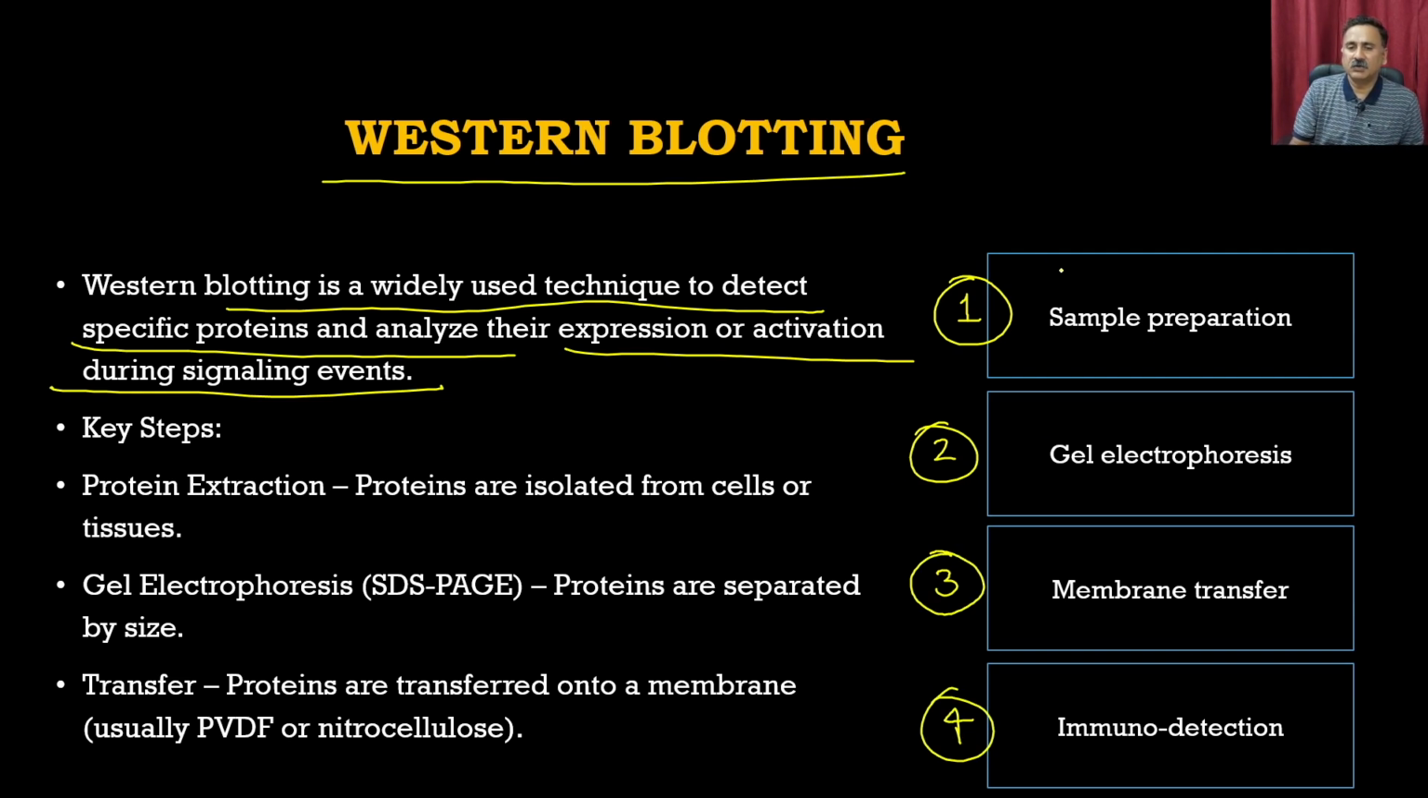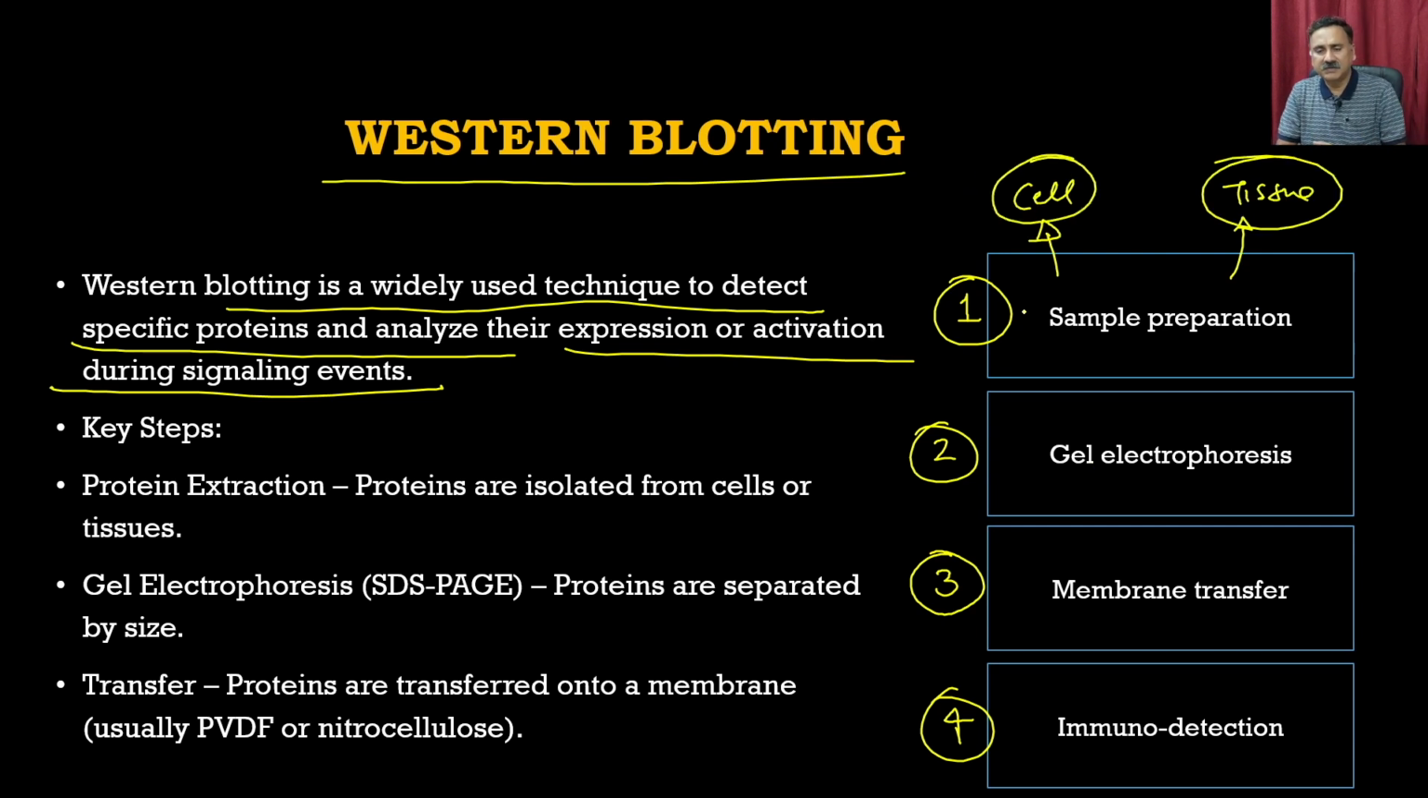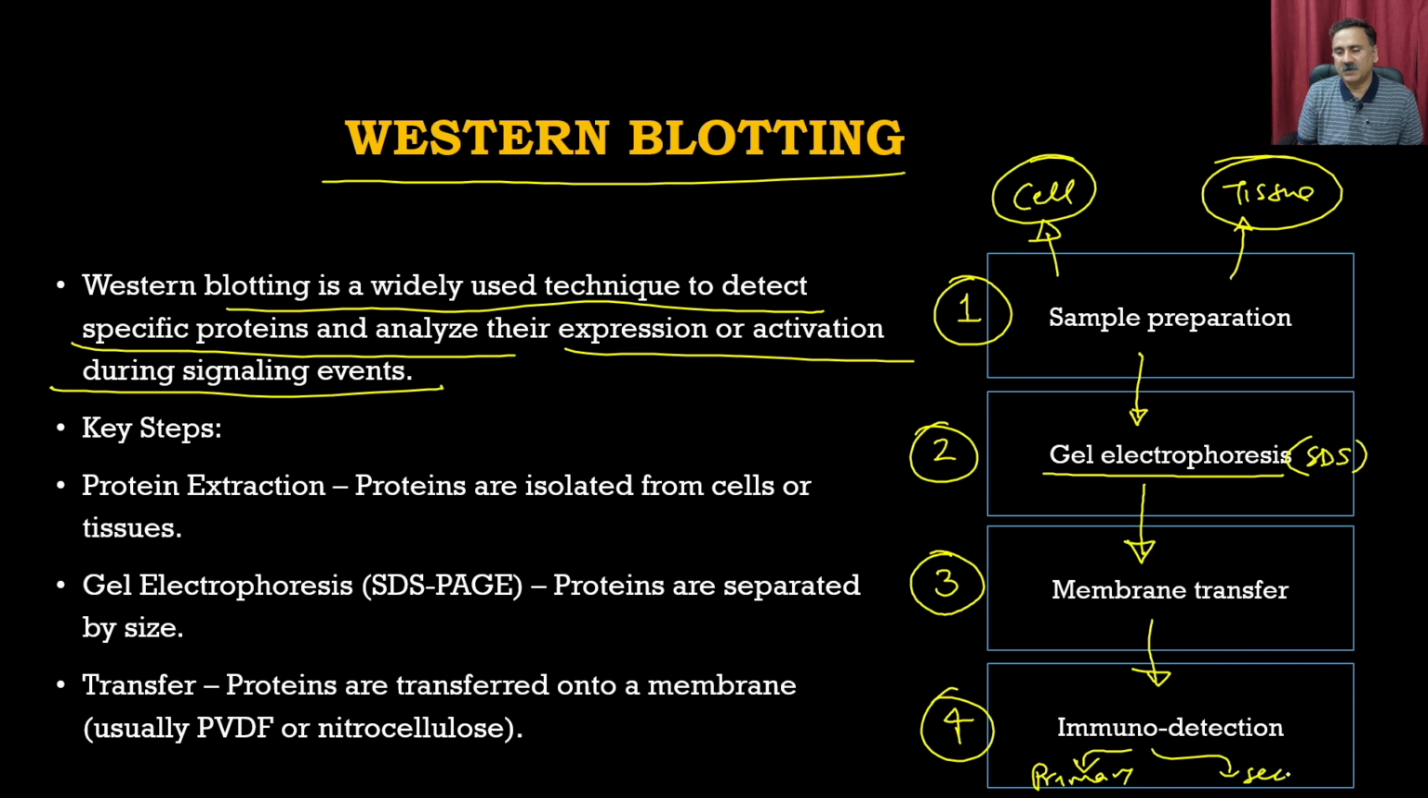For sample preparation, you can take the sample from a single cell, or from a tissue, and so on, right? And there are different methods available for how you can prepare the sample from the cell or the tissue. Once you have the sample, you can resolve it by electrophoresis like SDS-PAGE, then do the membrane transfer, and after that you can do the immunodetection, where you can use the primary antibody, and also the secondary antibody, and so on.